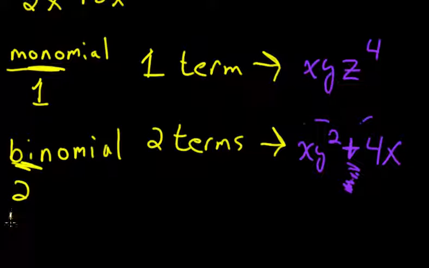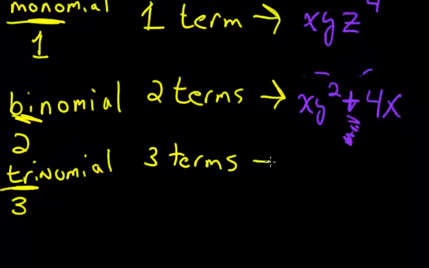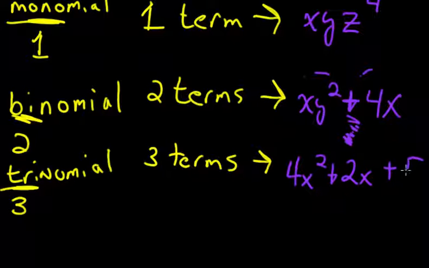And a trinomial. And again, tri, coming from our Greek, 3 terms, just like a tricycle. And that we get like 4x squared plus 2x plus 5 is a trinomial. Notice none of these terms have the same variable combinations, so they can't be combined into like terms. In the simplest form, these exist.